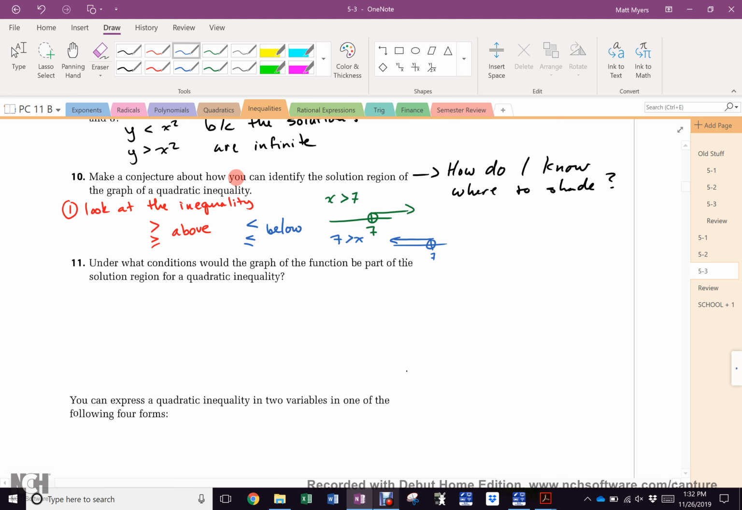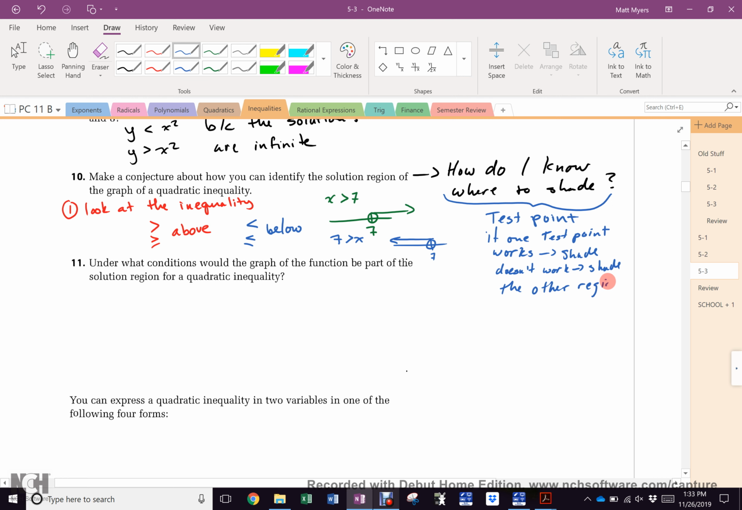What is the guaranteed lock on how to identify where to shade? Right, test point. If one test point works, then what do we do with that test point's region? We shade. If it doesn't work, then we shade which region? The other region. Just like when we were doing straight lines. Yes? Everybody cool? Okay, now, fine-tuning.